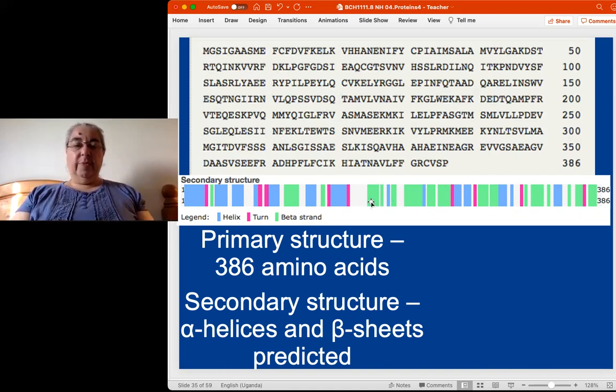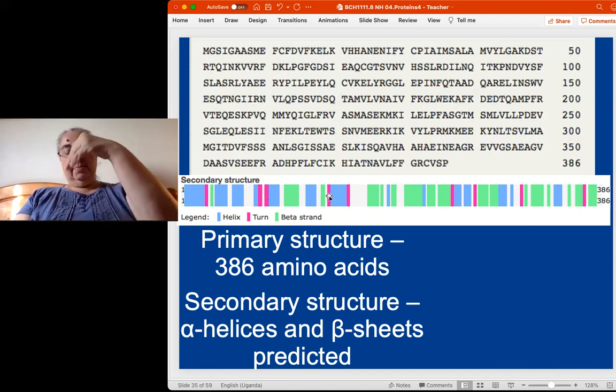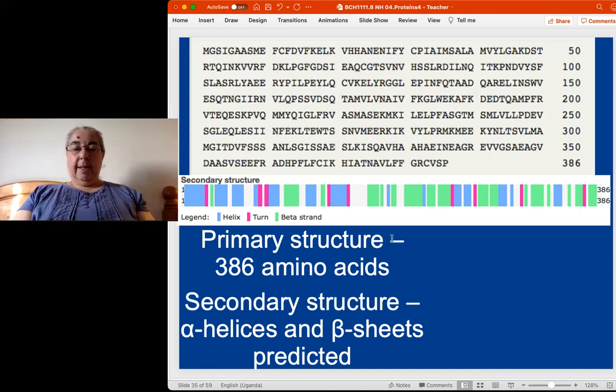And then another form of secondary structure that I didn't really talk about, a turn or a beta turn, is shown in pink. That's a place where the polypeptide chain is very likely to form a very sharp turn to go in a different direction. Okay, so that's the prediction of secondary structure from the primary structure, the amino acid sequence.